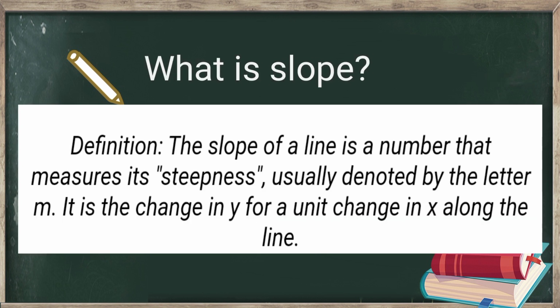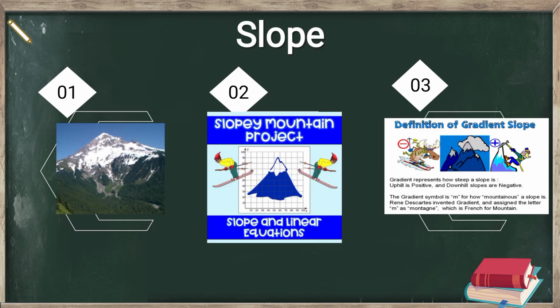So let's start with the definition of the slope. The slope of a line is a number that measures its steepness and is usually denoted by the letter m. It is the change in y for a unit change in x along the line. So in other words, ito yung mas magandang description ng slope, wherein how come that the symbol for slope is m. Actually, it came from the first letter of the word mountain. So, kung aakyat ka ng bundok, you describe the mountain by its steepness, right?